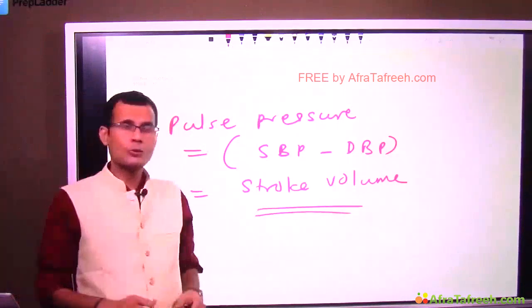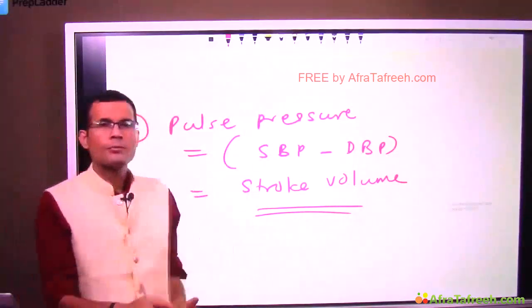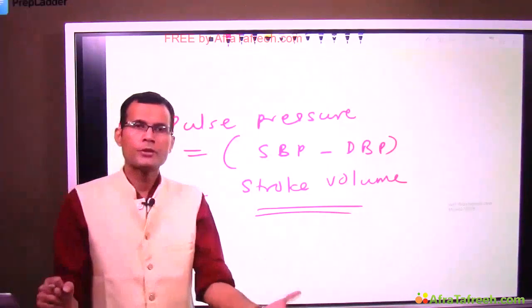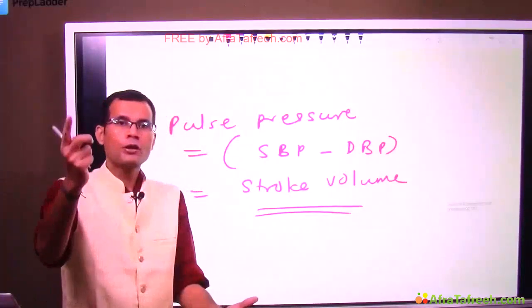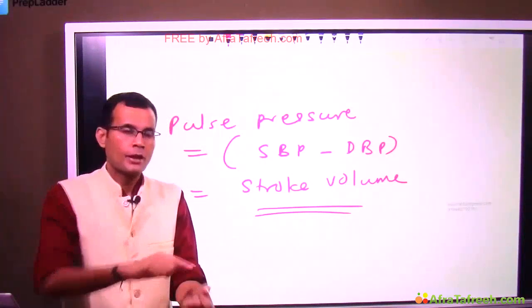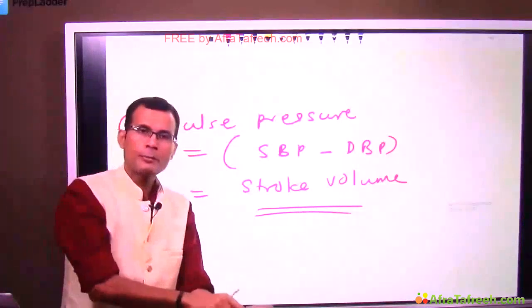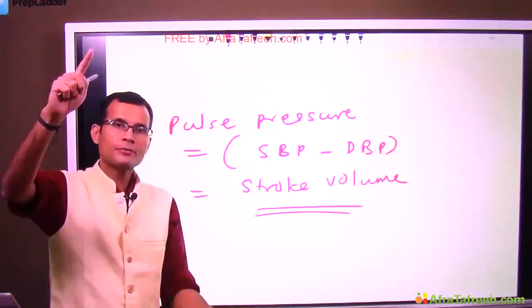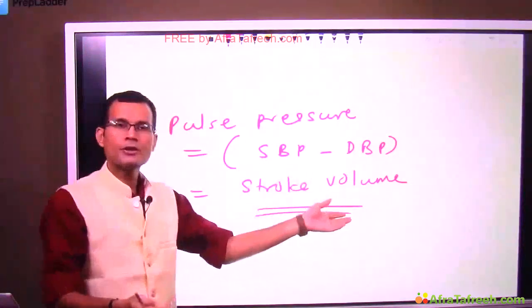It indicates the stroke volume. Why is that? Look, here goes the diastole in the ventricle. The blood pressure goes to its lowest. Now with the next systole, the heart is going to contract and the pressure is going to rise. So from diastolic pressure, the rise of pressure up to the systolic blood pressure, and the difference between the two is the pulse pressure.